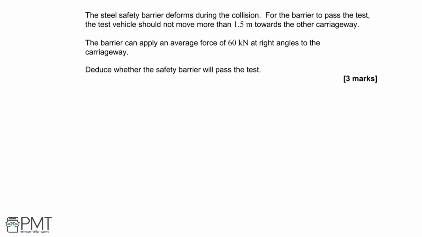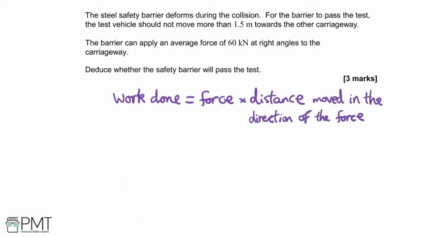Now, the first thing that I would write down for a question like this is the work done equation, which is work done is equal to force times distance. But the thing to note here is it's force times distance moved in the direction of the force. So let's write that down as well. And you'll notice that actually those are aligned anyway. It's 1.5 meters towards the other carriageway, so it's in the direction that's perpendicular to the barrier, and the force is at right angles to the carriageway anyway, so that's in the same direction.